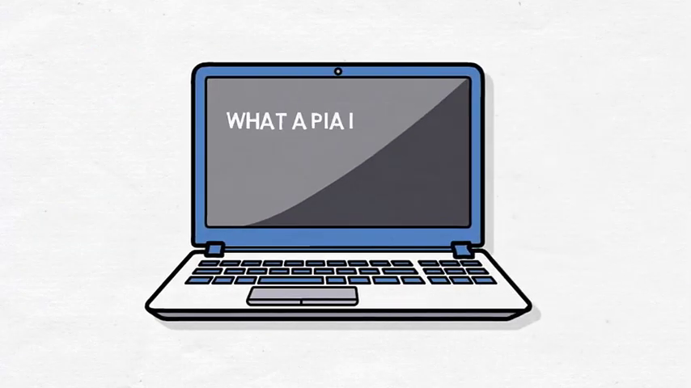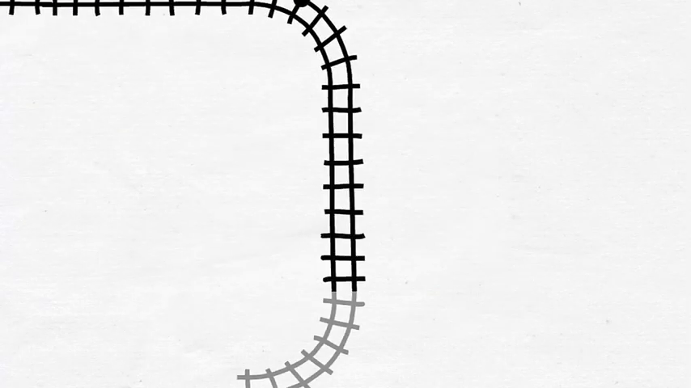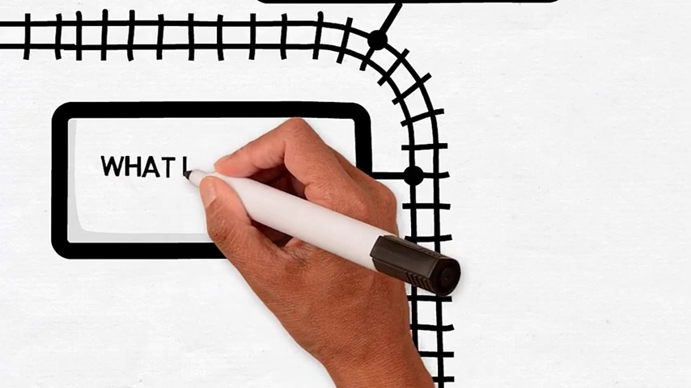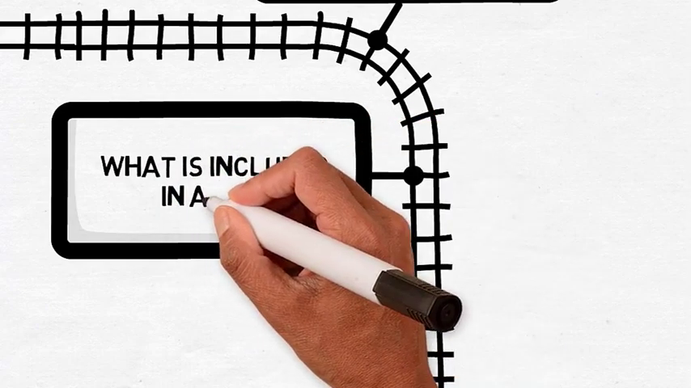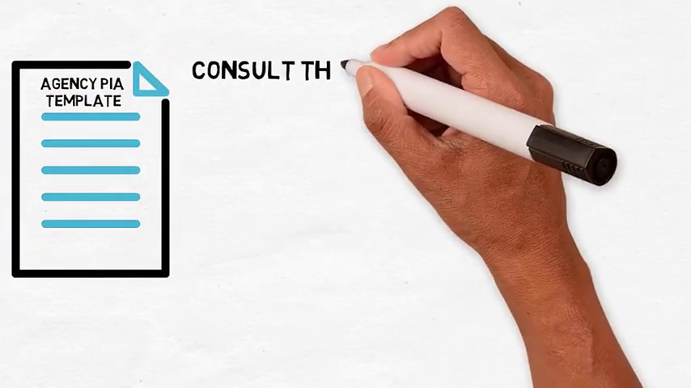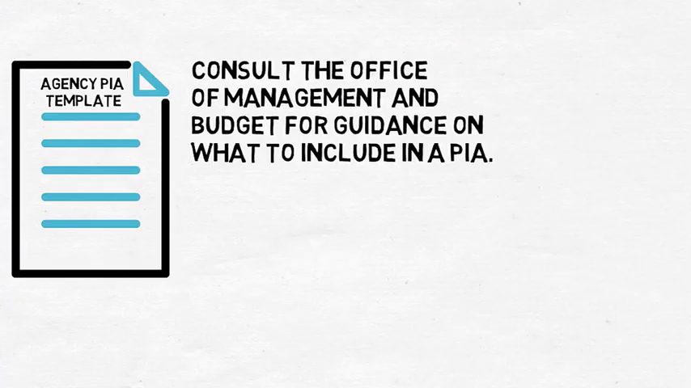So far in this tutorial, we've covered what a PIA is and when one might be required. Next, we'll cover what should be included in a PIA and who should be involved in the analysis. Agencies may use their own templates when documenting a PIA, but should consult OMB guidance on what information to include.